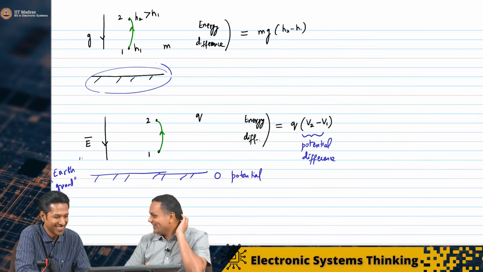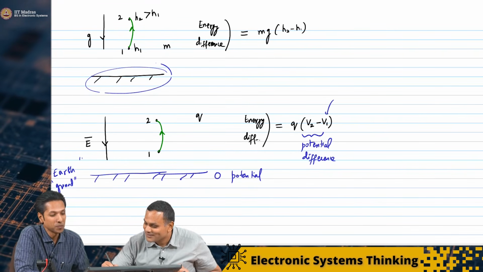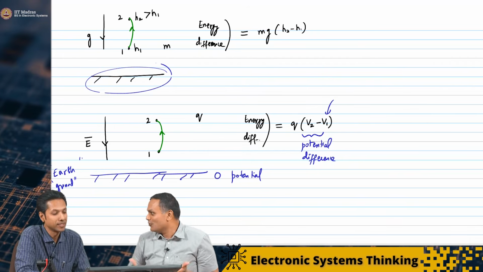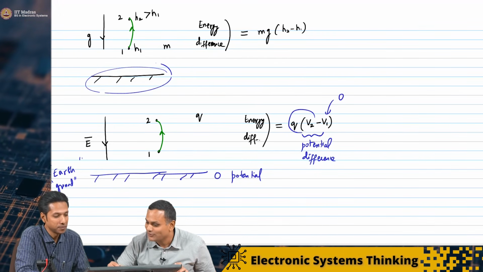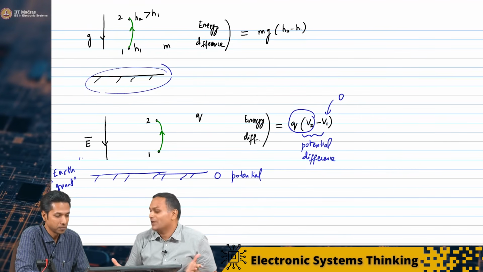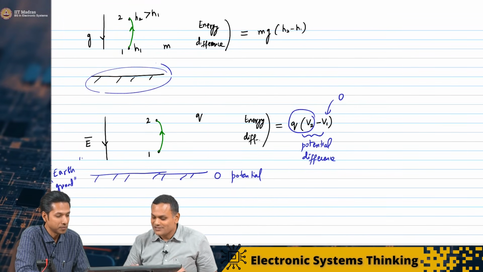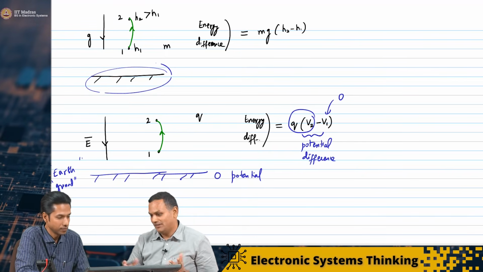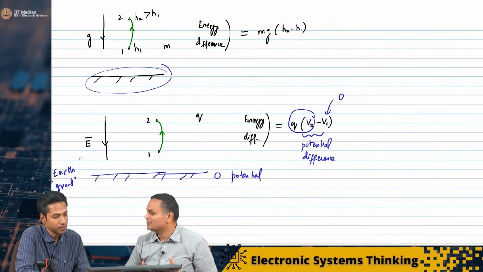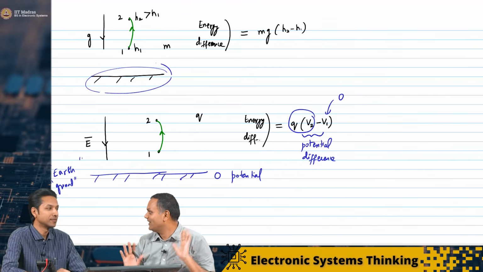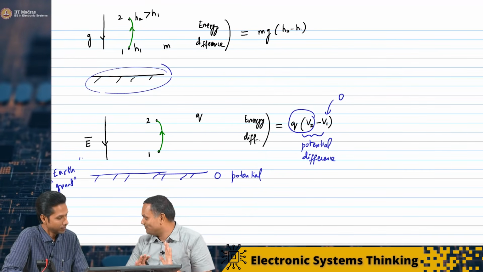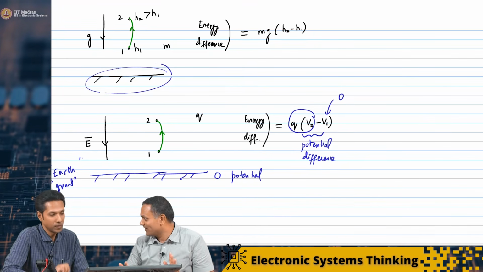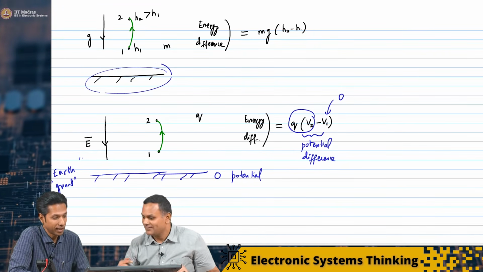That will make the analysis a lot easier, because if you take V1 as ground potential, this just becomes 0. Then you only need to think of a voltage: Q times V2. So imagine you need to take it from 2 to ground. Then the energy difference is just Q times V2. It is very simple. So now we have managed to give at least some analogy instead of making it completely abstract. It's very easy to relate to.